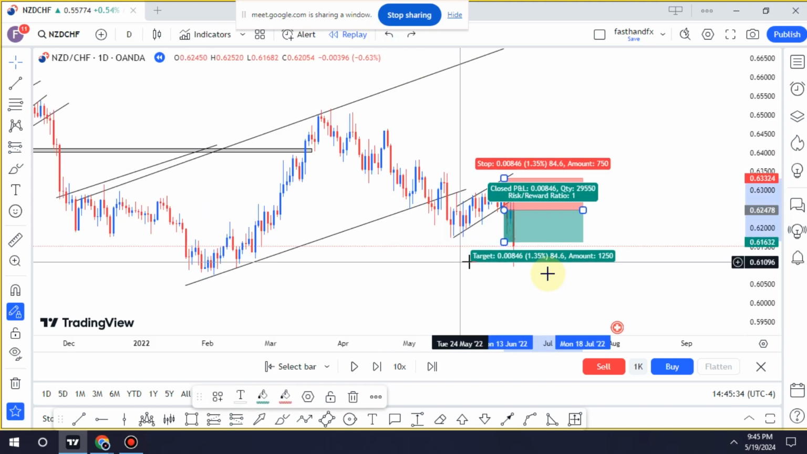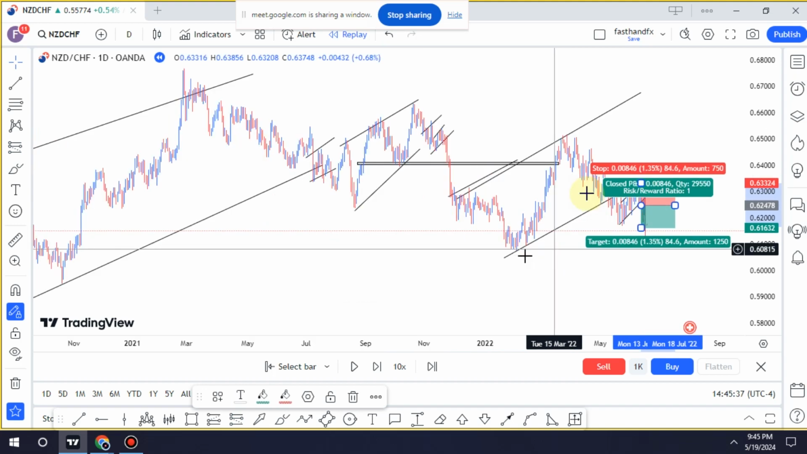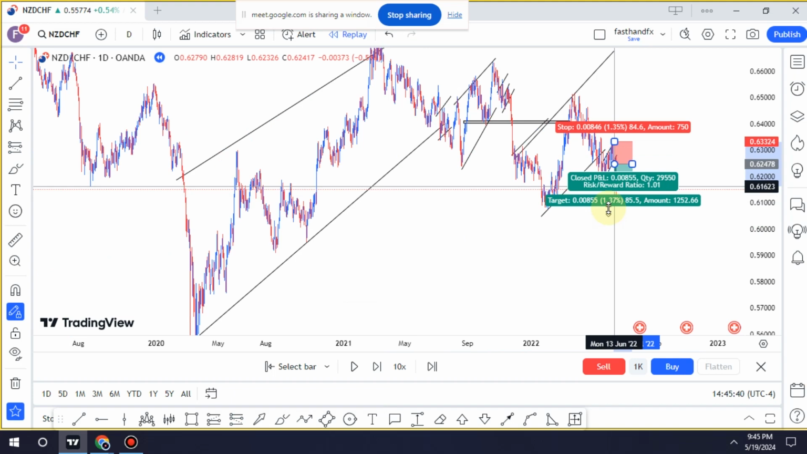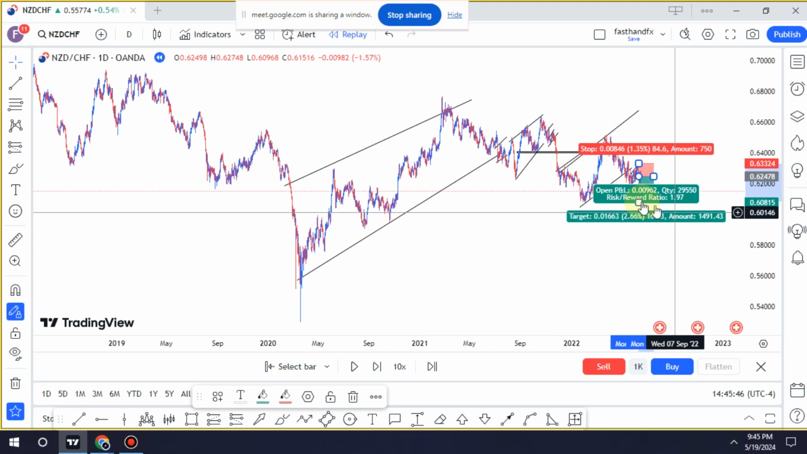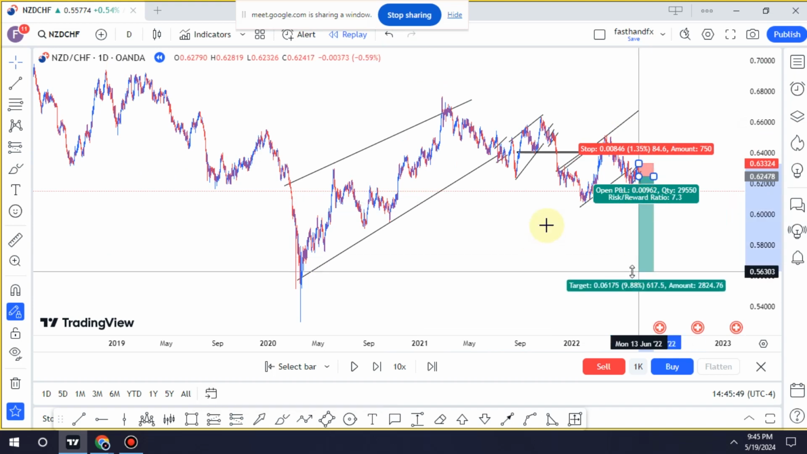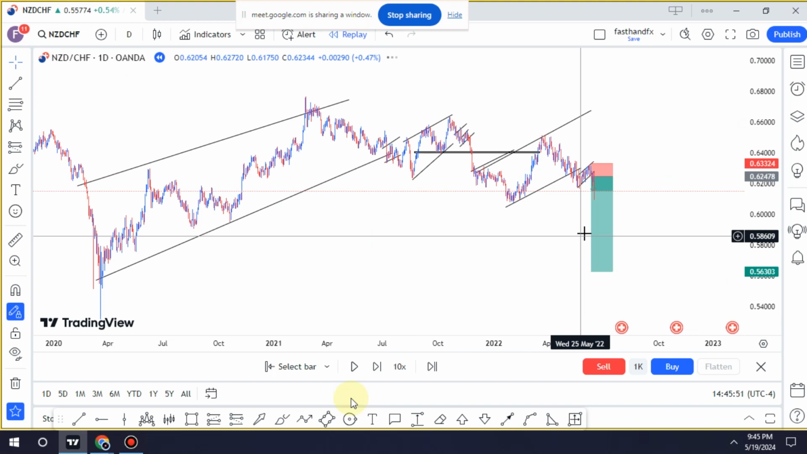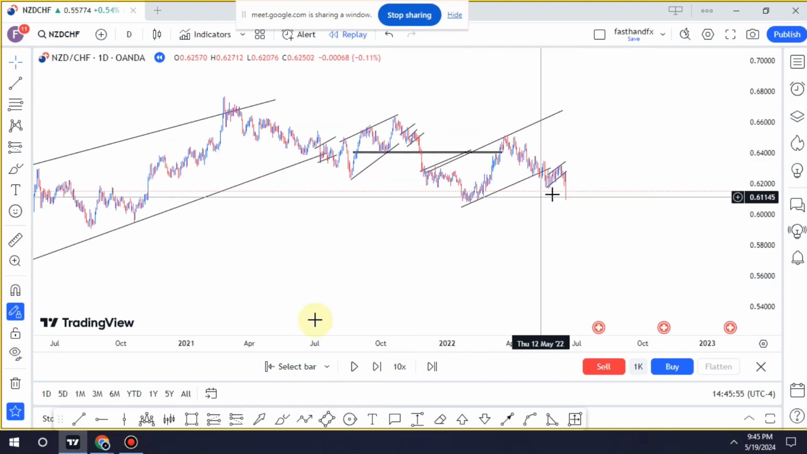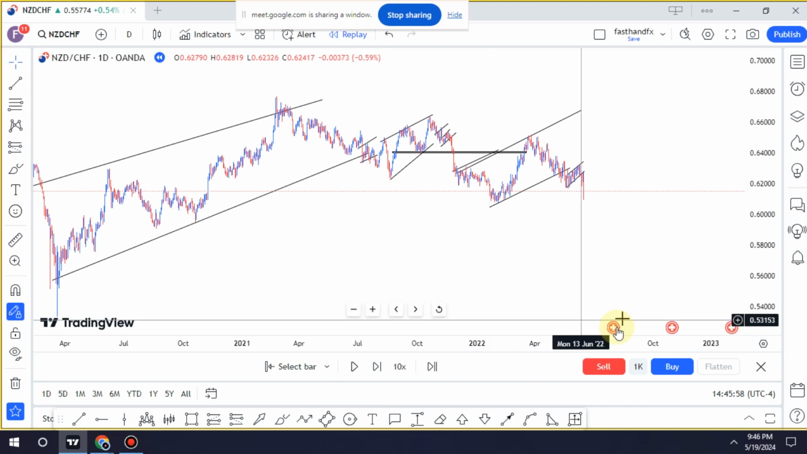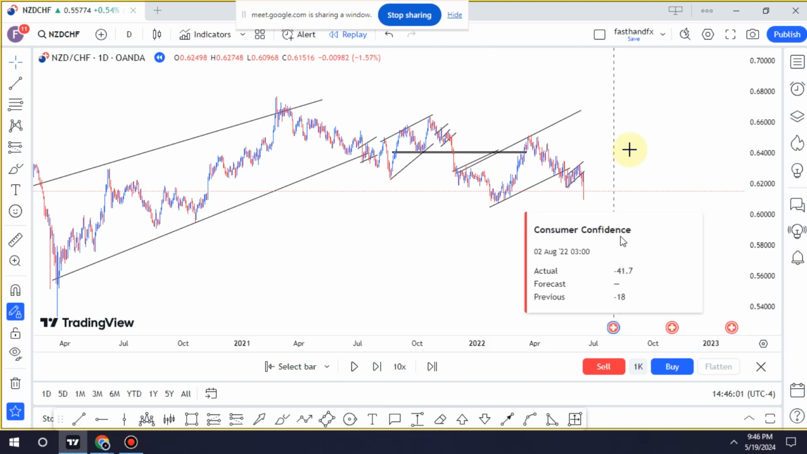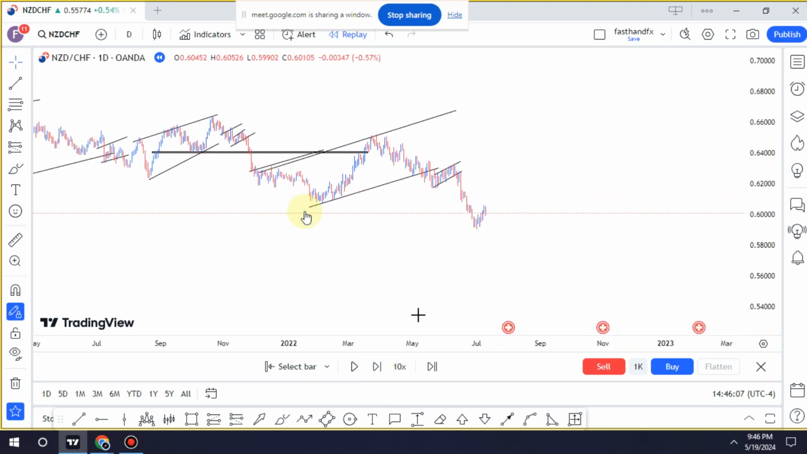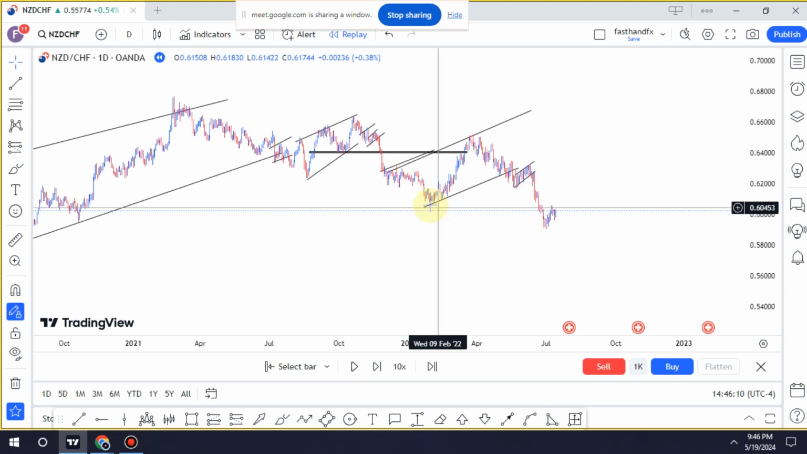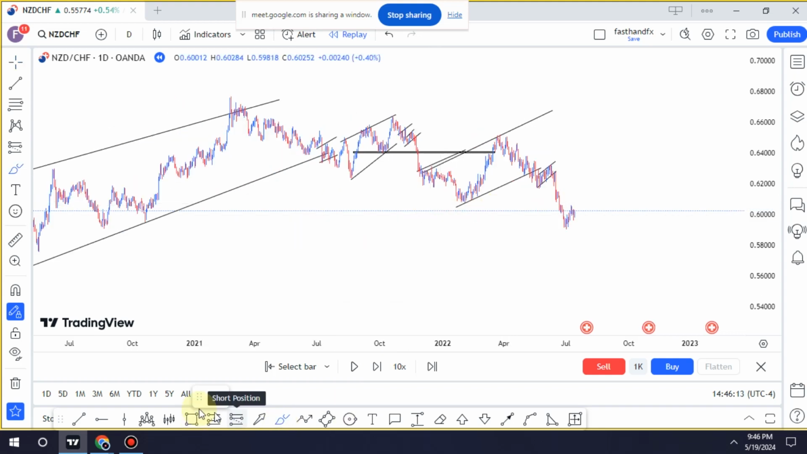Not bad. And your second TP should have been this level right here, and if you are a swing trader, it should have targeted all the way to this level right there. So you see, this was the first take profit that was hit.